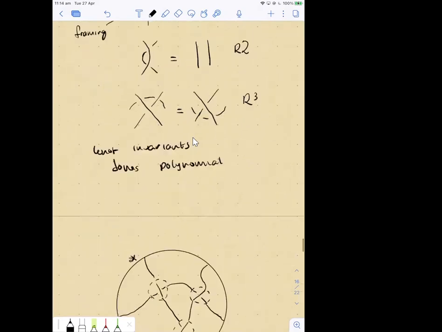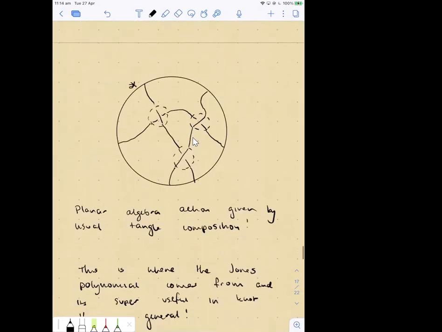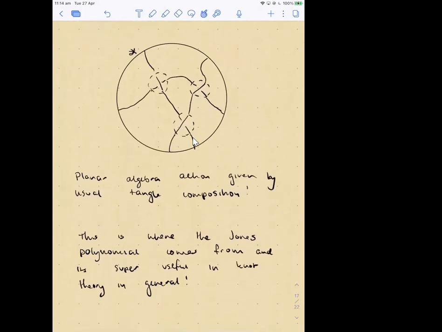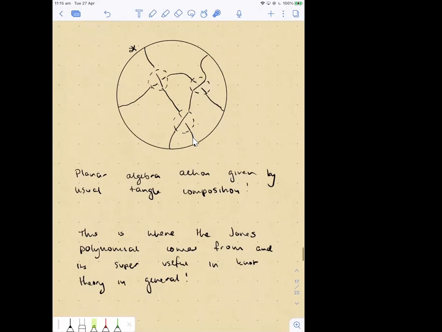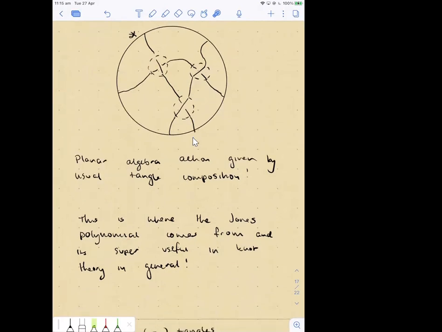And so you can see here where I've got the dotted line. This wouldn't be included when you're just generally thinking about it, but the dotted line here shows where our generators are plugged in and then connected together by a planar tangle. And the planar algebra action here is given by the usual tangle composition. So again, this is where the Jones polynomial comes from, and it's generally super useful for knot theory for providing a finitely generated structure for a bunch of tangled objects.